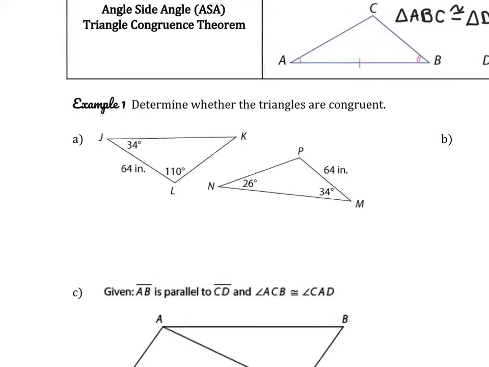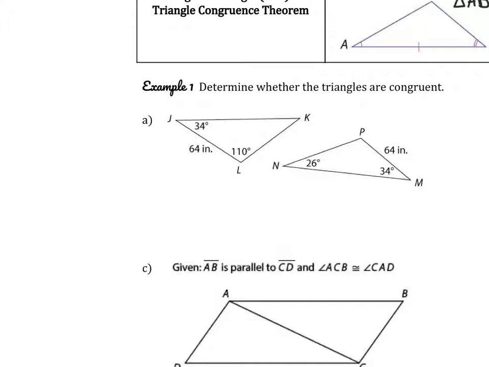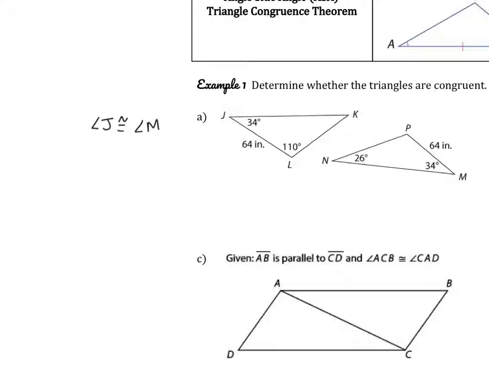So let's see if we can use this angle, side, angle congruence to determine if these two triangles are congruent. Here's what we know so far. We know that angle J is congruent to angle M. So this would be like the first step of ASA. I'm going to put an A right here. Then I see I have a side right next to it, and a side right here as well. So I can say segment JL is congruent to segment MP. That'd be the side of angle, side, angle.